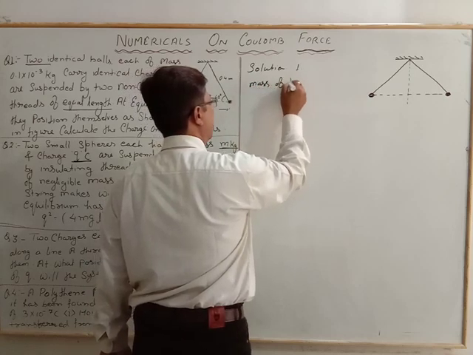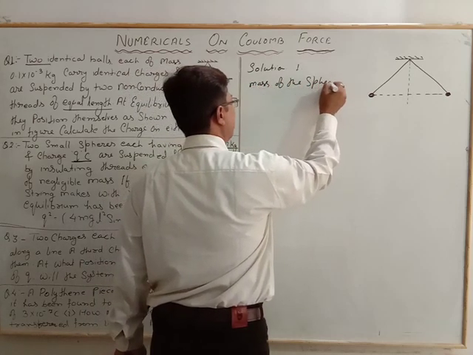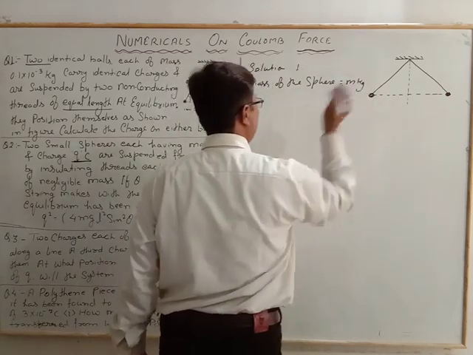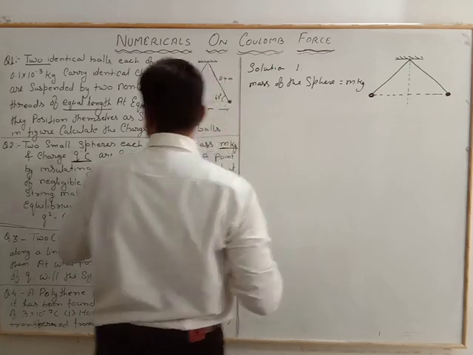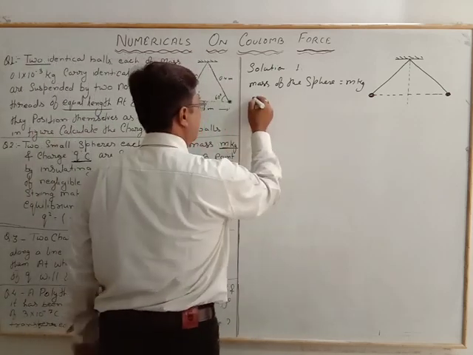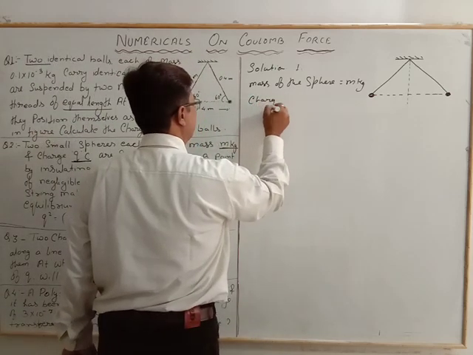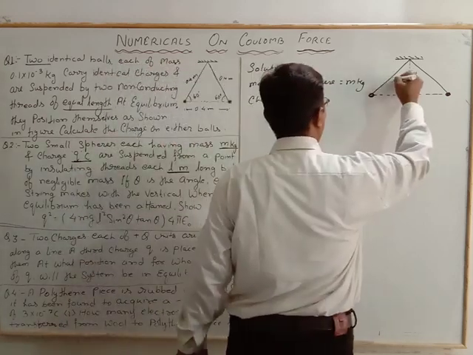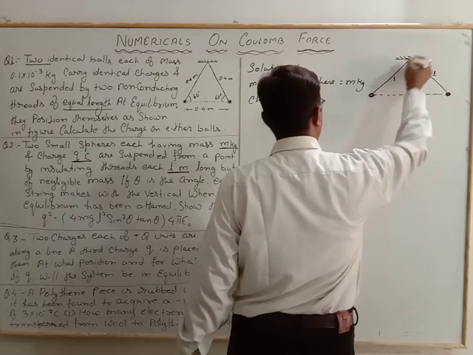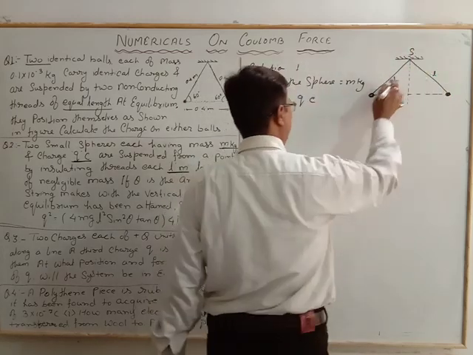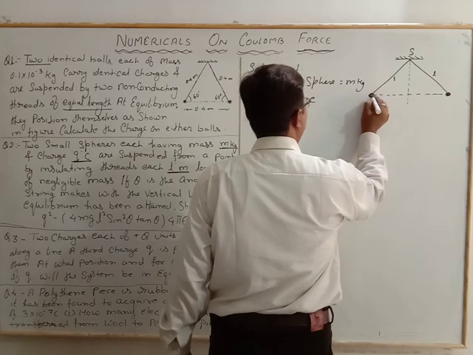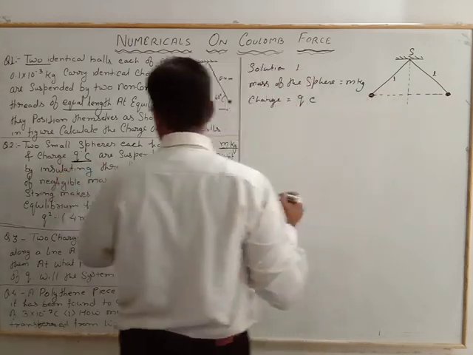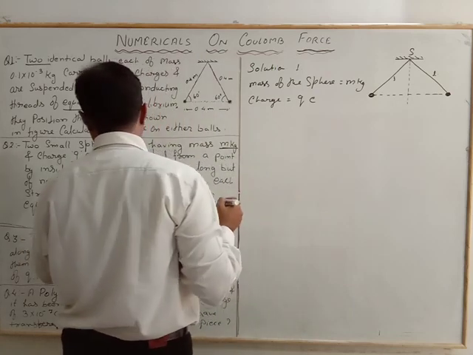Mass of the sphere is equal to m kg, and charge value is equal to q coulomb, and length of this one, length L here or L here from the suspension point to the bob, that is two masses of charge, insulated thread each L but negligible mass.